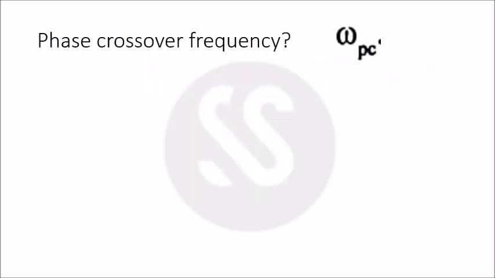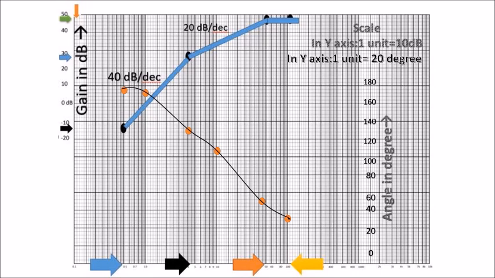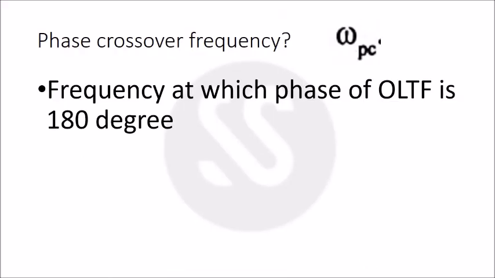So the phase crossover frequency is omega pc. P stands for phase, C stands for crossover. And I repeat the definition of that: it is the frequency in radian per second at which the phase of OLTF is 180 degree, or the angle of OLTF is 180 degree. Okay, so let me get the same diagram, same plot. I repeat, the frequency at which phase is 180 degree.